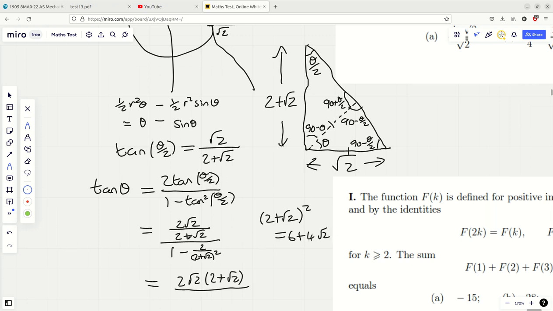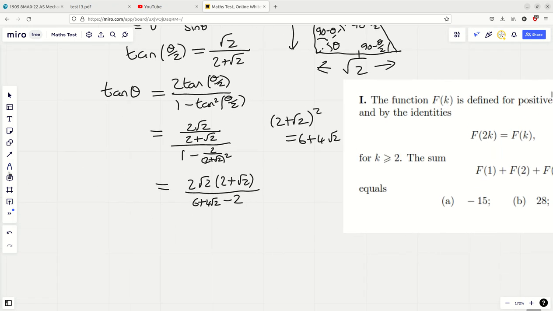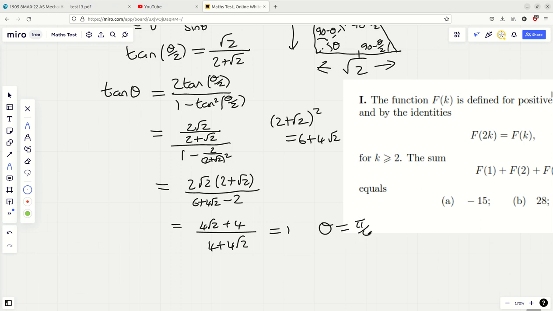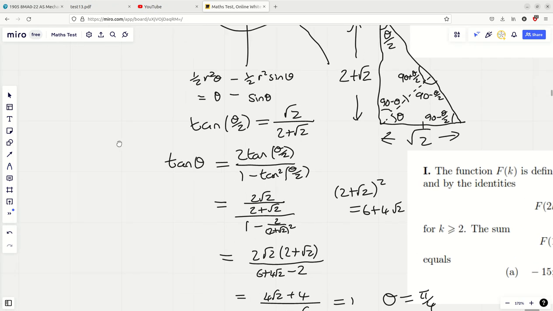And so after we take off the 2, because we're going to have 6 plus 4 root 2 here, we're going to actually have 4 plus 4 root 2. And look at this. Lo and behold, when you do that times that, you get 4 root 2. That times that, you're going to get 4. And on the bottom, you've got 4 plus 4 root 2, which is 1. And at that point, I was like, oh my God. Because if tan theta equals 1, theta equals pi over 4. And now the answer drops out immediately.